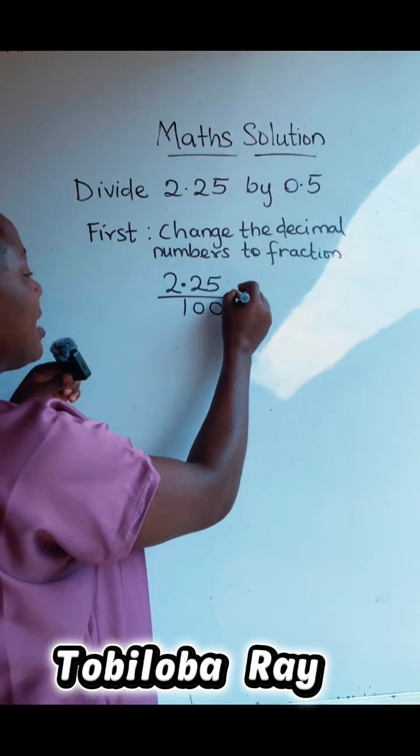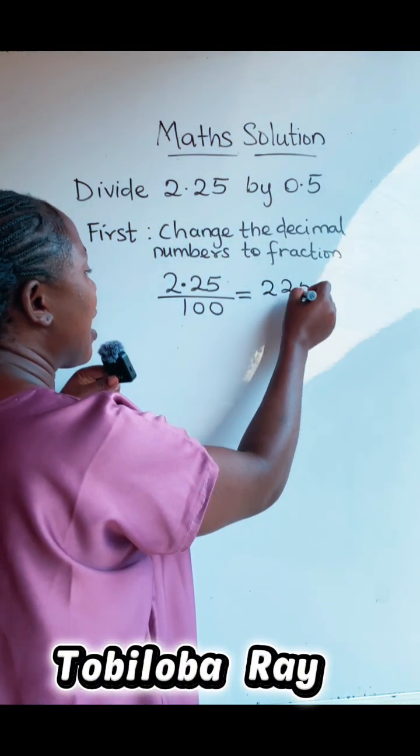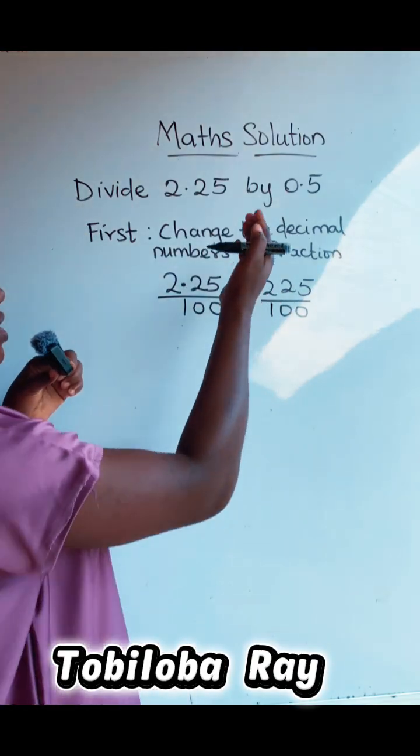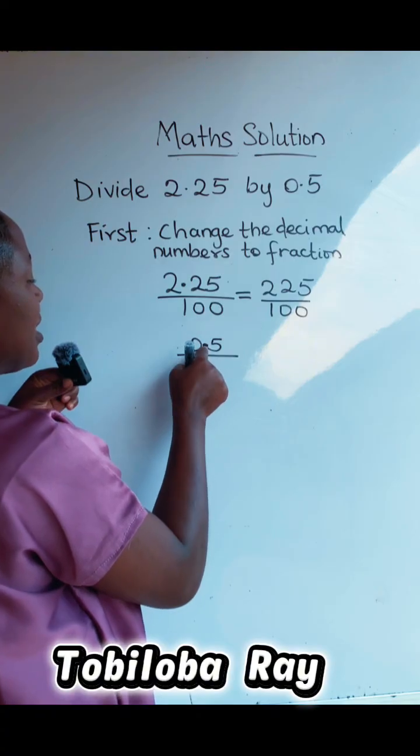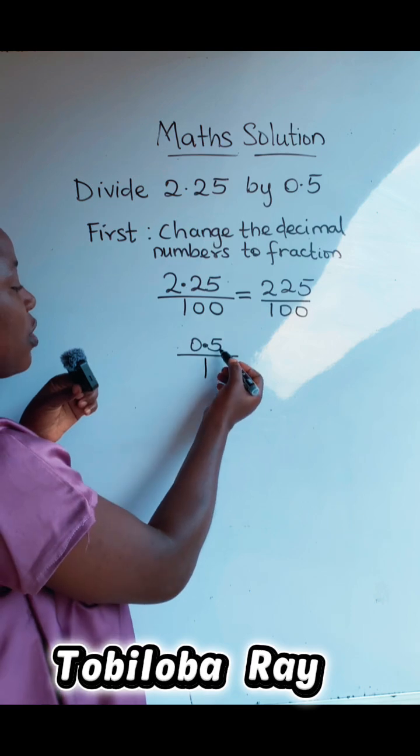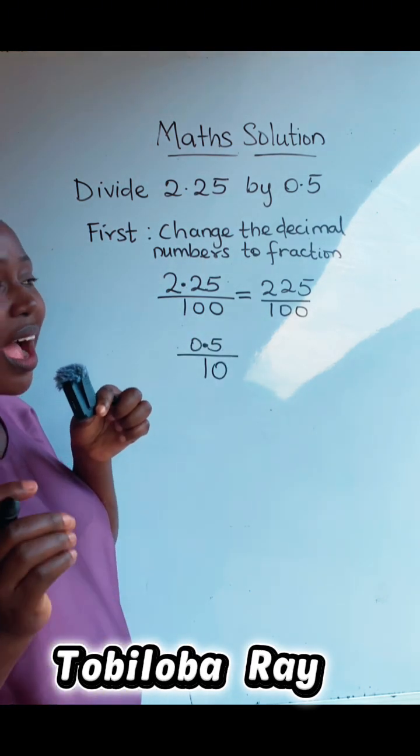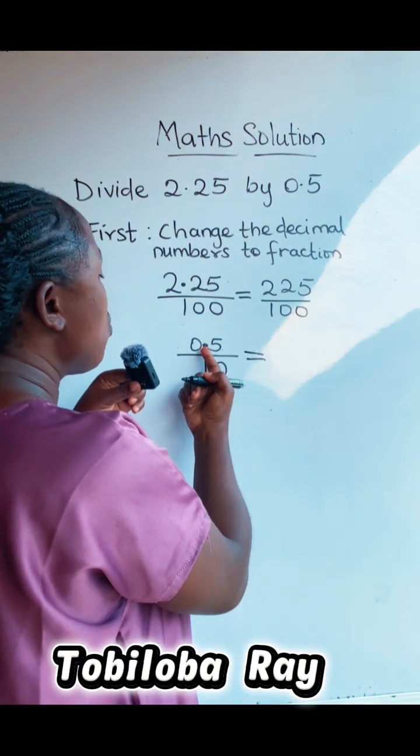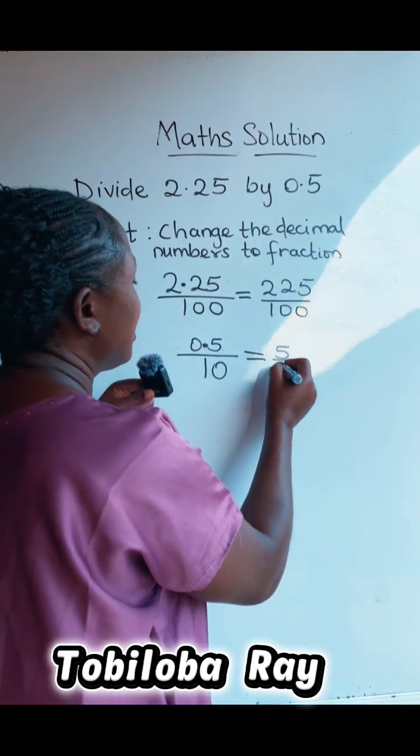By the time we are rewriting this as a fraction, we'll ignore the point and have 225, that is 225 divided by 100. Likewise, we'll do the same for 0.5. The decimal point here will represent 1 at the denominator, and we have one number after the decimal point. That will make us have 1 0 at the denominator. So when we are writing this as a fraction, we ignore the decimal point and have 5 over 10.